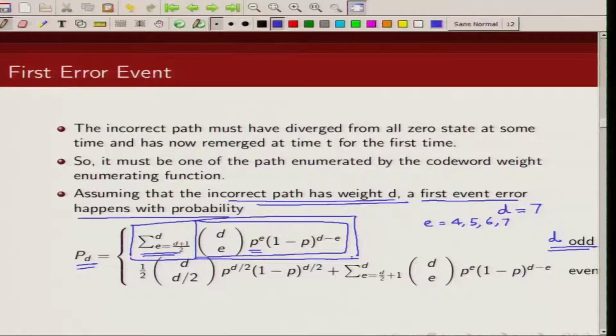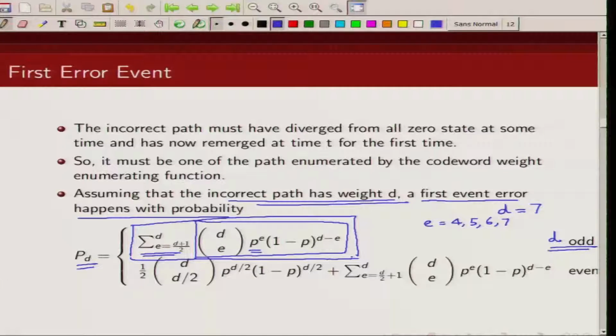Again, we will make a decision in favor of the incorrect path if our received sequence is closer to the incorrect path, and we know the maximum likelihood rule for a binary symmetric channel. We choose a code word such that the Hamming distance between the received word and the chosen code word is minimized. So, if there are 4 or more errors for the case when the incorrect path has weight 7, then you are going to go for this incorrect path.